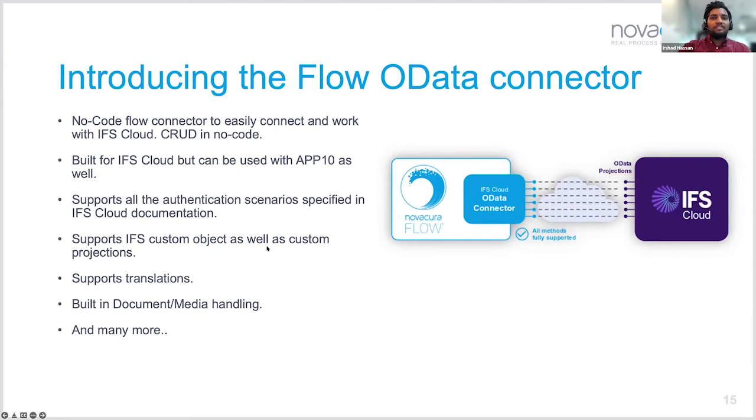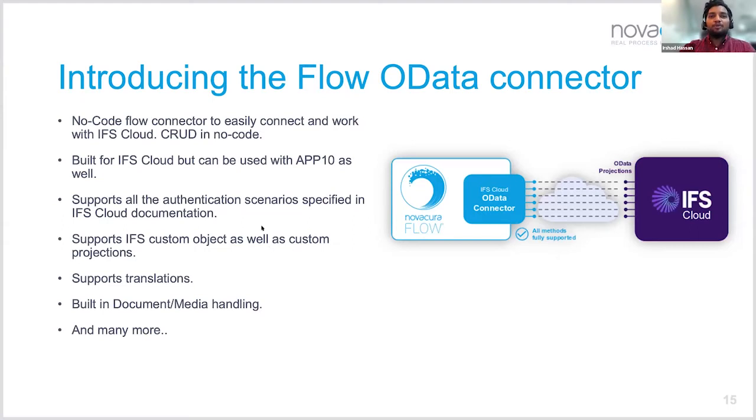And we do support IFS custom objects as well as custom projections. So any of your custom configurations that you have in your existing models will be by default available in the IFS OData endpoint, and you will be able to consume those while using our OData connector. And if you have any custom implementations or customizations, you will have to use custom projections in order to achieve the OData API status in IFS Cloud. So if you happen to have custom projections, our OData connector can help you work with those projections through seamless integration.